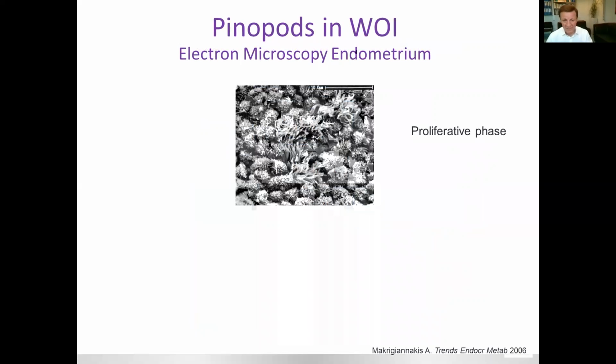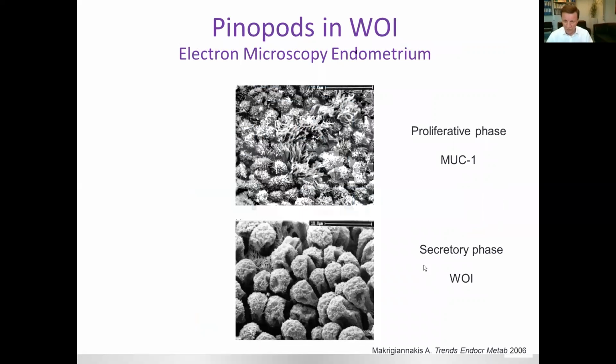So the most obvious visible difference between the proliferative phase and the secretory phase is the immediate surface, the epithelial surface, which usually during the proliferative phase has a lot of so-called mucin. Mucin 1, these are small structures that keep microorganisms, for instance, but also the approaching embryo at a certain distance, whereas during the secretory phase, under the progestogenic effect, there is a complete reversal of this structure. So-called pinopods are arising, and these are the interaction sites with the approaching embryo.